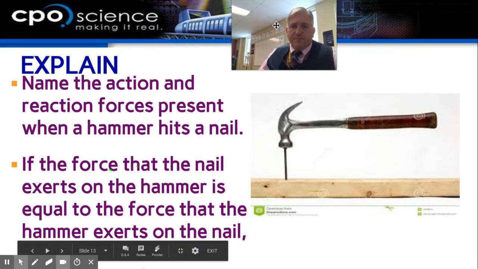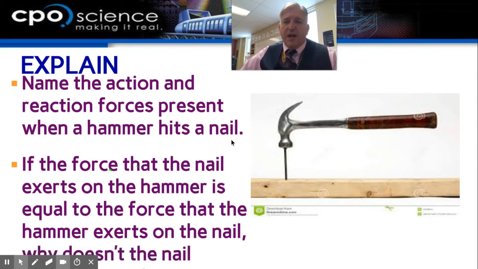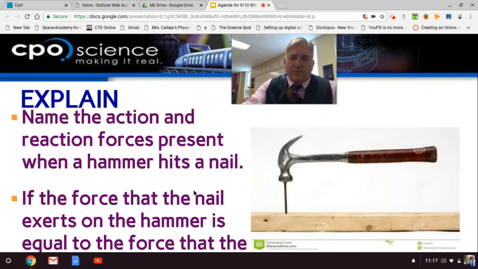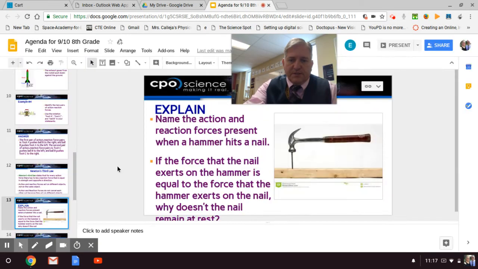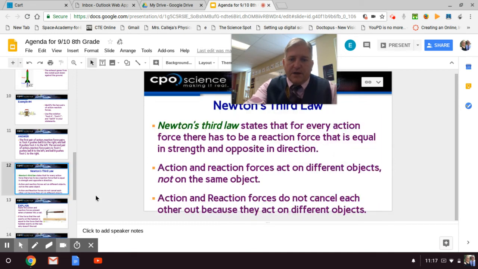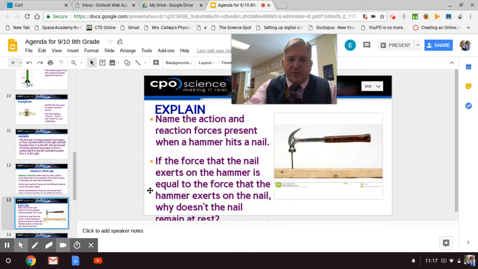So look here. What are the action and reaction forces present when a hammer hits a nail? If the force that the nail exerts on the hammer is equal to the force the hammer exerts on the nail, what are we missing here? We're missing a piece. Why doesn't the nail remain at rest here? Well, let's do this to make it a little easier to see.